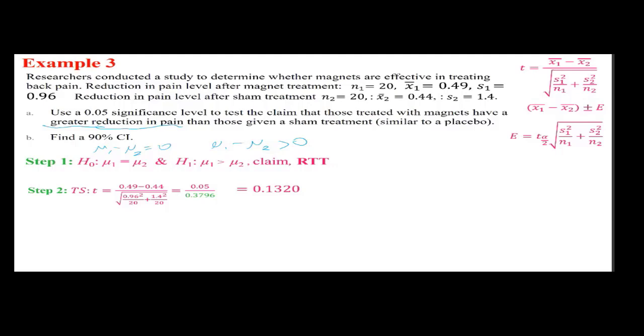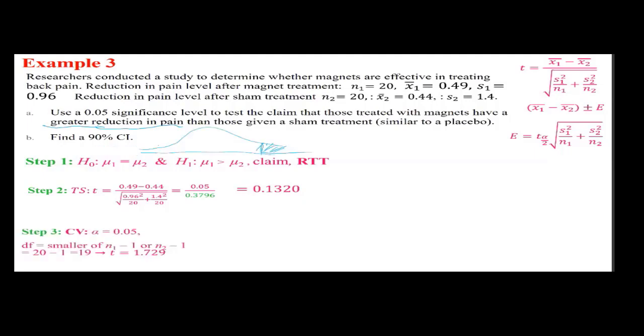Critical value comes from the choice of alpha, so you need alpha is 0.05. Degrees of freedom is the smaller of N1 minus 1 or N2 minus 1. It happened to be the same, so it's 19. It is a right tail test, and this number is 1.729. So where is the number 0.1320? This number is somewhere here, way into the non-rejection region. Therefore, you do not reject H0.